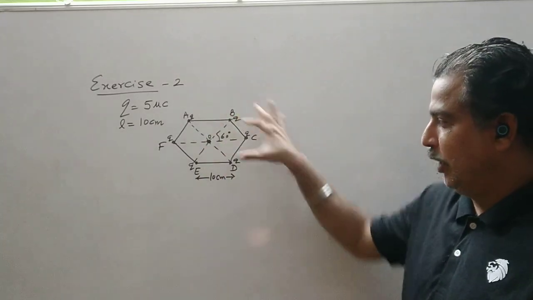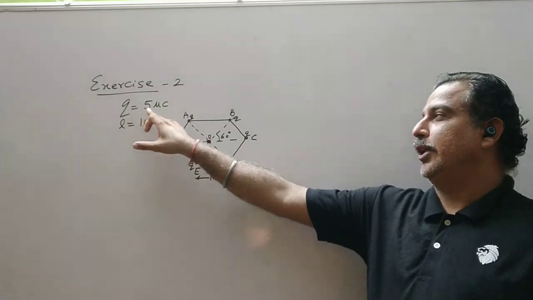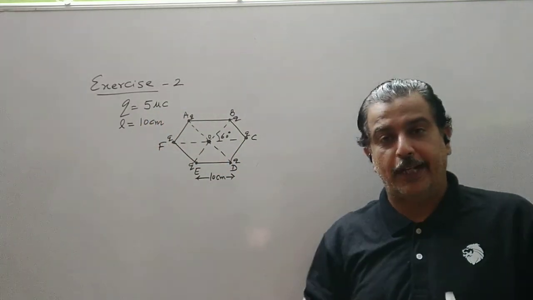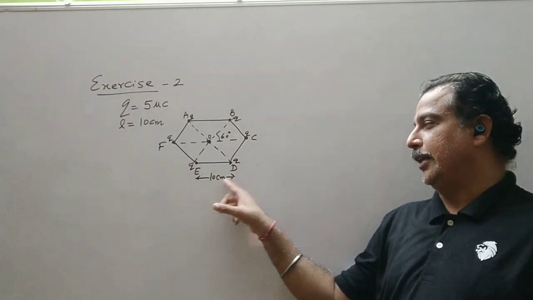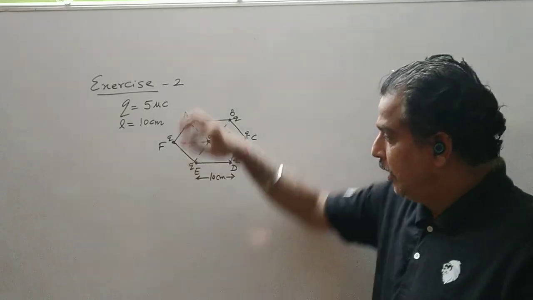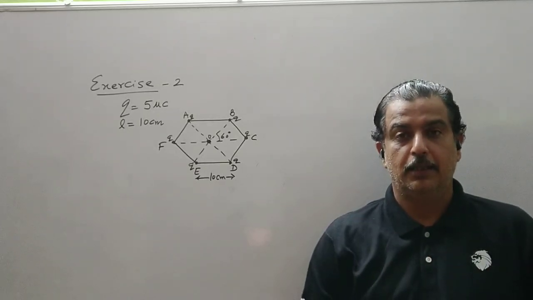Here we have a regular hexagon having charge Q equal to 5 microcoulomb at each vertex. The side of the regular hexagon is 10 centimeter. We have to find out the potential at the center. So there are 6 sources.